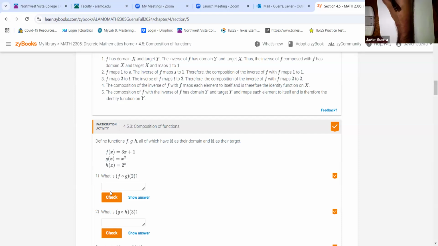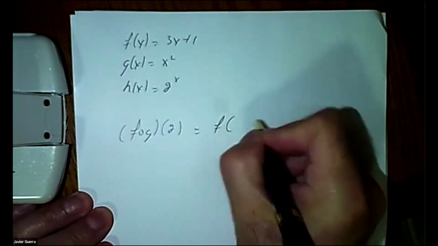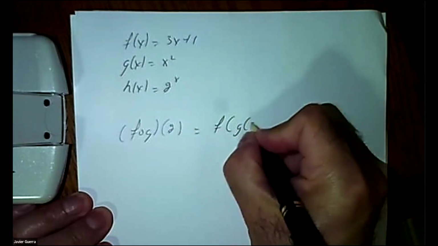If my F of X is 3x plus 1, my G of X is equal to x squared, H of X is equal to 2 to the X, and I'm asked to find f∘g evaluated at 2. All right, so here are my givens. I want to do f∘g, so I'm going to write the expression F parentheses G evaluated at 2.